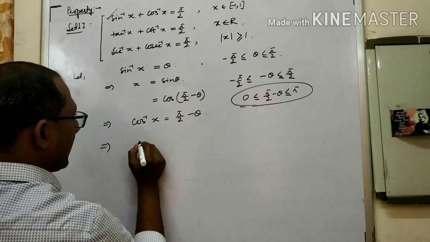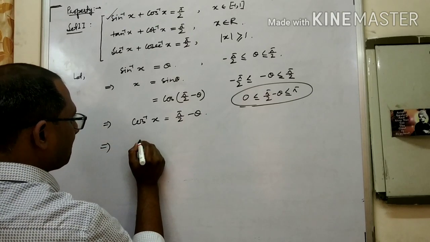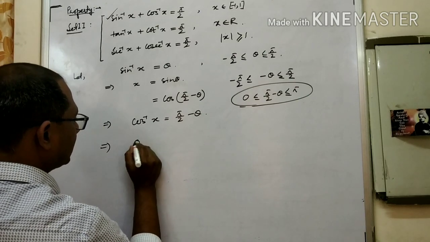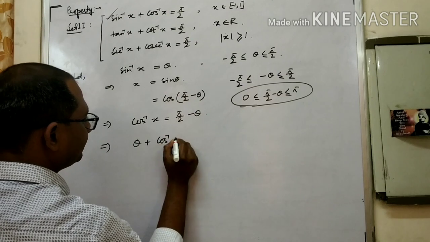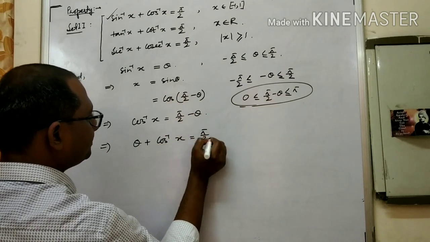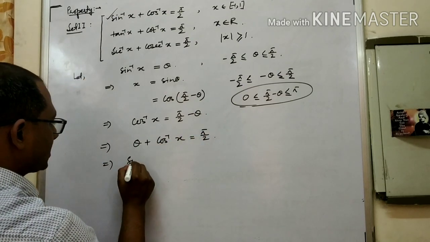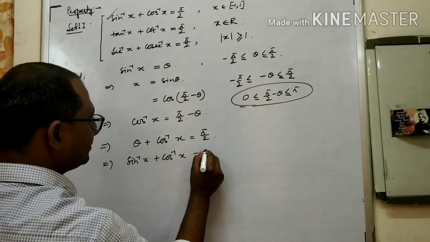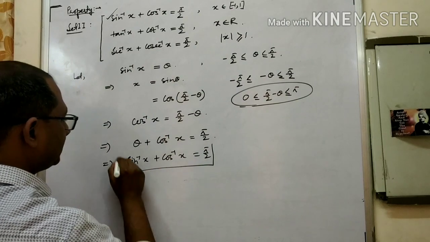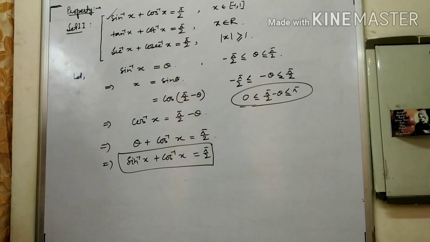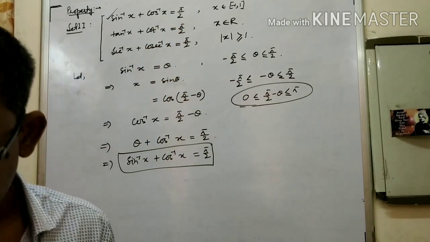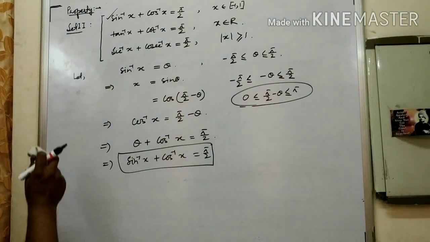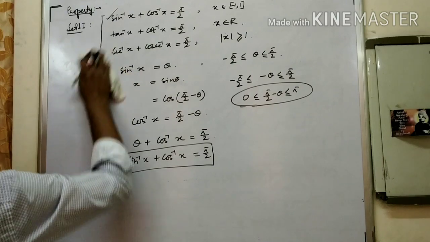And that's the result. Theta plus cos inverse of x is equal to pi by 2. Theta was sin inverse of x, so sin inverse of x plus cos inverse of x is equal to pi by 2. Similarly, the other two results can be proved. Okay, we'll go for the third set of properties.